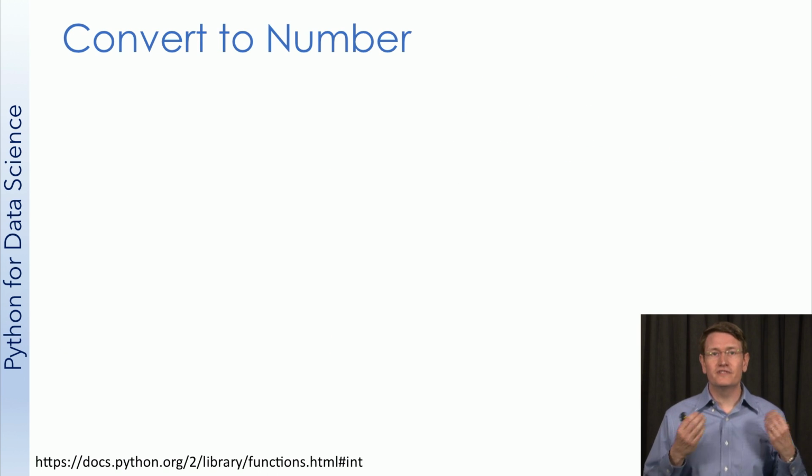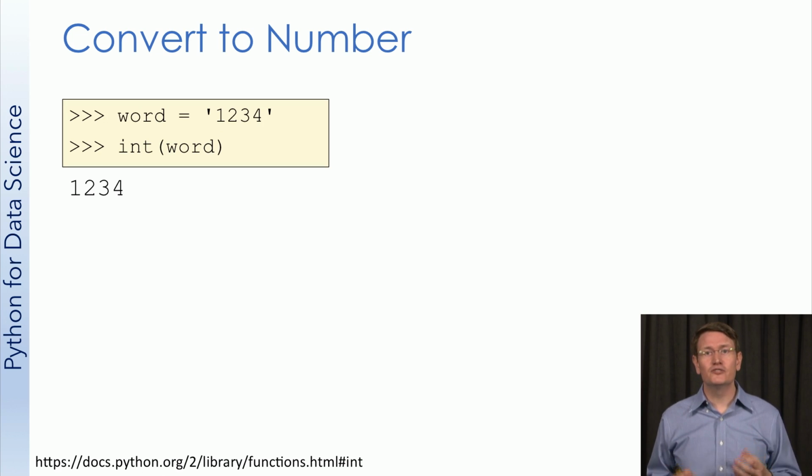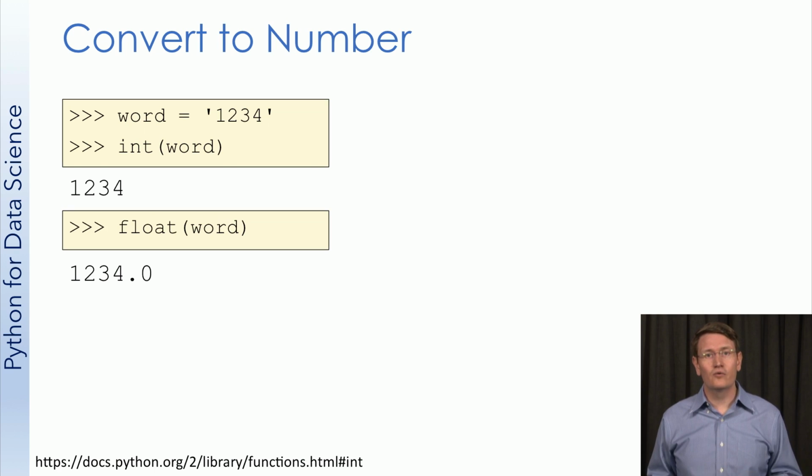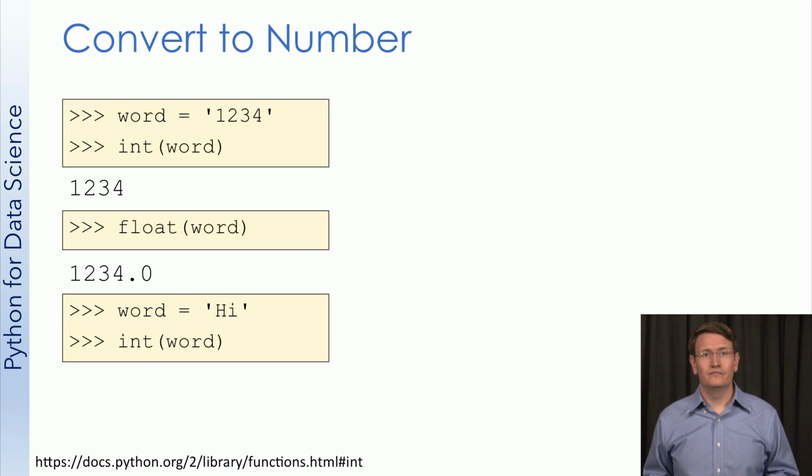As we'll be working with both text and numerical data in this course, it's worth mentioning that we can convert from strings to numbers fairly easily. Suppose that we have the string 1, 2, 3, 4. We can convert that to an int by calling the int function. Likewise, if we have the string 1, 2, 3, 4 and we call the function float on it, we get back the floating point version of 1, 2, 3, 4. On the other hand, if we have text in a string and try to convert it to an integer, well, we'll get an error.